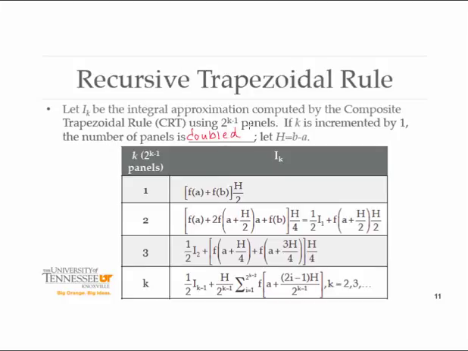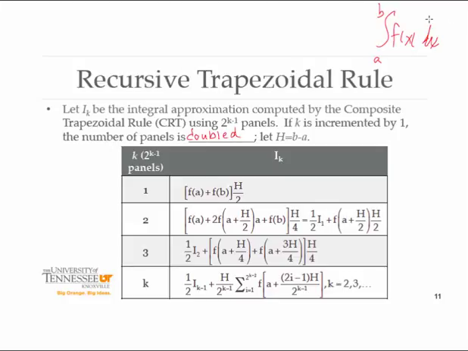So, for example, if k is equal to 1, then we're looking at 2 panels. If k was equal to 2, of course, we're looking at 4 panels, and so forth, sort of doubling the number of panels. And so that's what we're indicating. If k is incremented by 1, then the number of panels is doubled. We're going to let capital H represent the length of the interval that we're integrating, f of x dx.